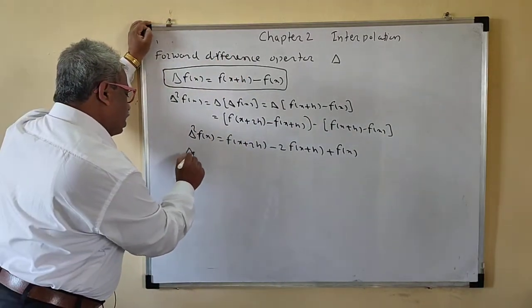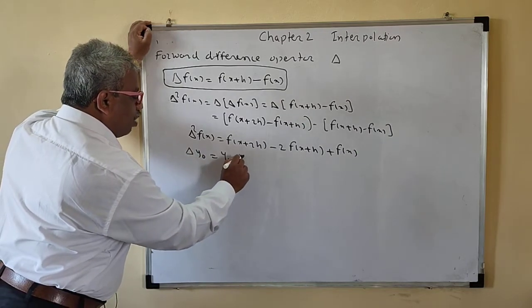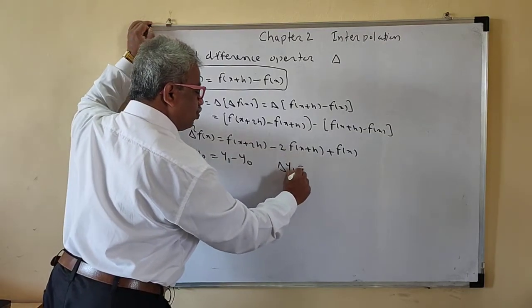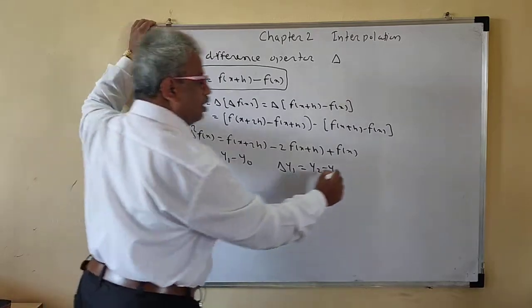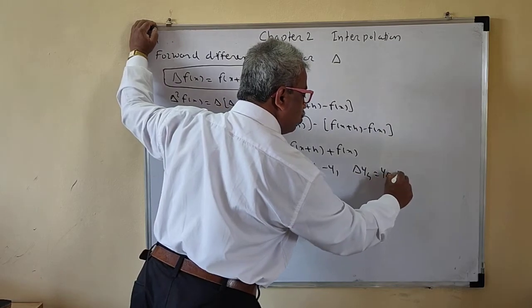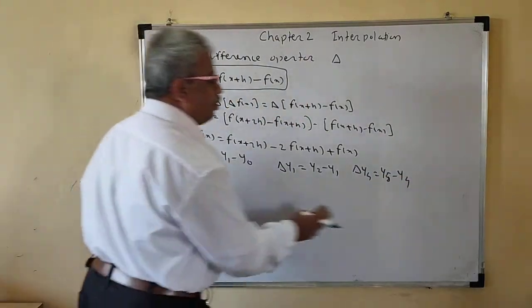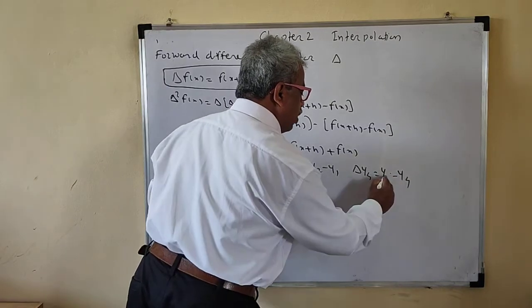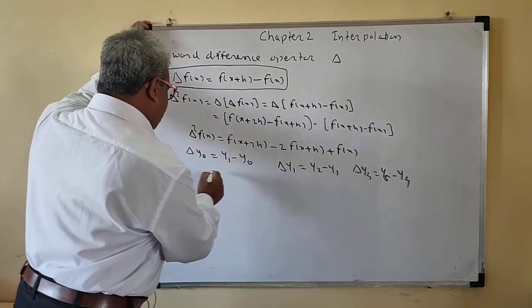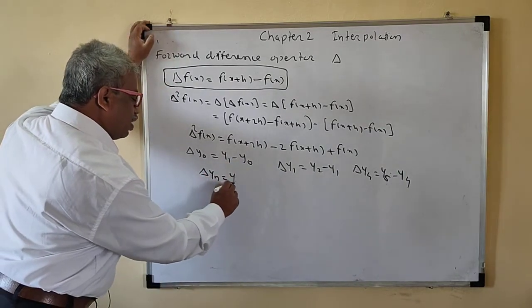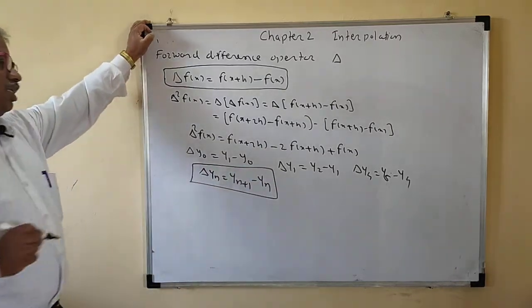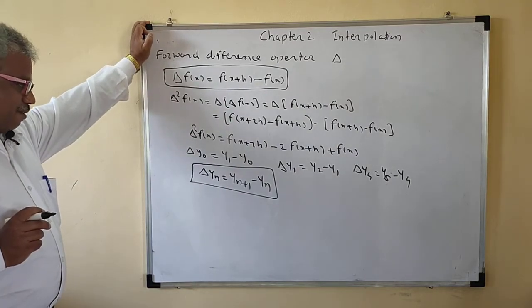So del of y naught is the same as y1 minus y naught. Del of y1, suppose, is y2 minus y1. Del of y4, suppose, is y5 minus y4. So on. That means del of yn is the same as y n plus 1 minus yn. This is the general formula. You should remember this.